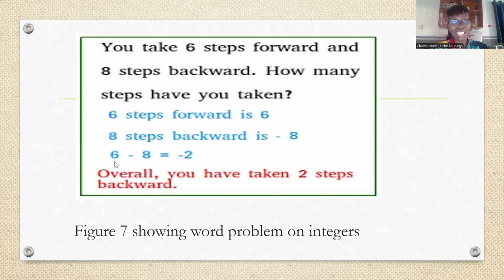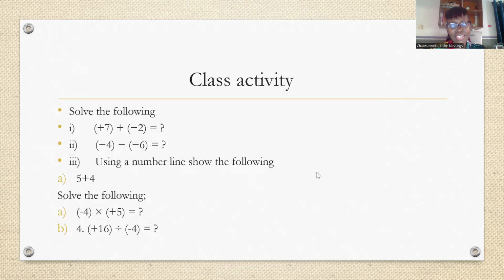I told you, whenever you see a number standing by itself, you assume that there is a positive sign there. So positive plus negative will give us negative. Different signs give a negative result. Overall, you have taken 2 steps backwards. Are you following? Are you with me? Thank you. Now let's go to the next.